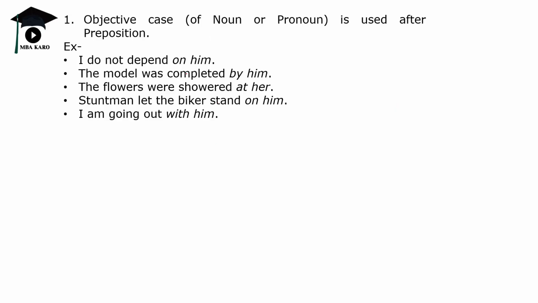First rule says objective case of noun or pronoun is used after preposition. So in a sentence, whenever you are using a preposition, after that, you will always use an objective case of noun or a pronoun. For example, I do not depend on him. We will not say I do not depend on he. Alright? So, as the rule says, objective case.